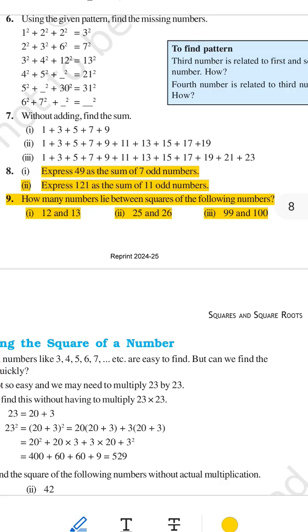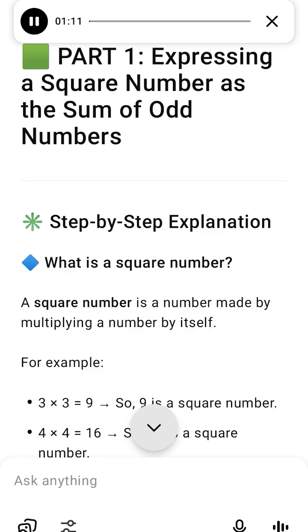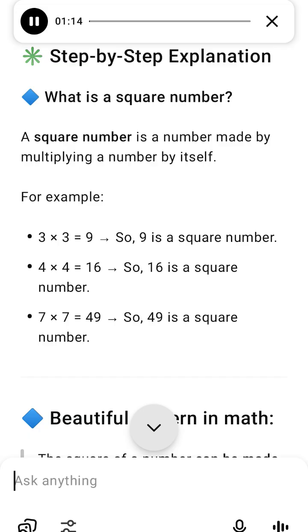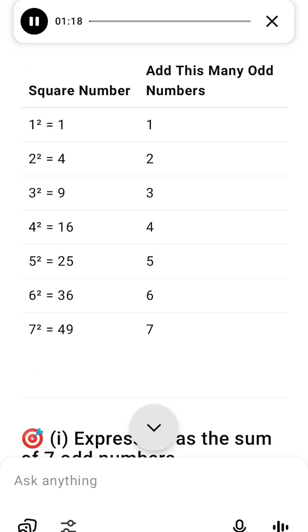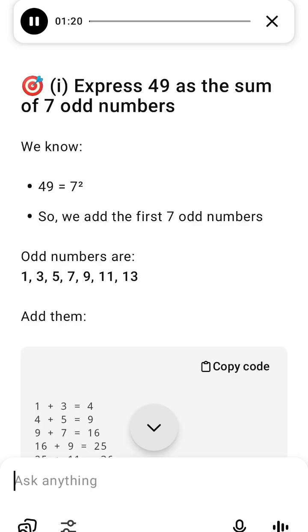Important rule to remember. The square of any number n is equal to the sum of the first n odd numbers. Part 2. How many numbers lie between two square numbers? Step-by-step explanation. You are given two numbers like 12 and 13 and asked how many numbers lie between 12 squared and 13 squared. Let's break it down. Step 1. Square both numbers. 12 squared equals 144. 13 squared equals 169. Now the question is, how many whole numbers are between 144 and 169? We do not count 144 and 169 themselves, only the numbers in the middle.